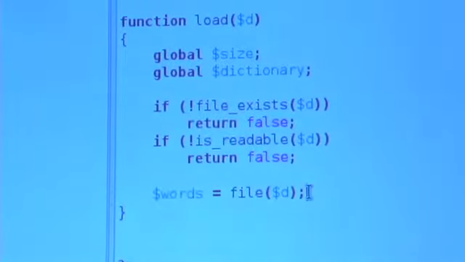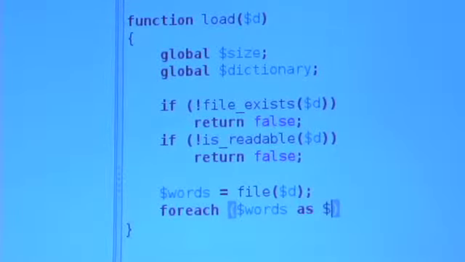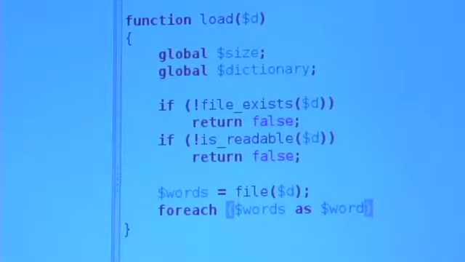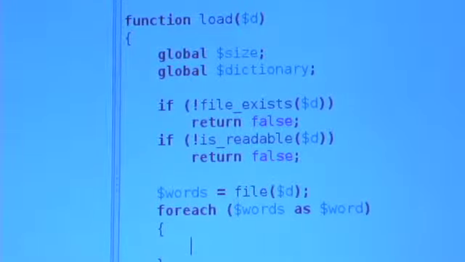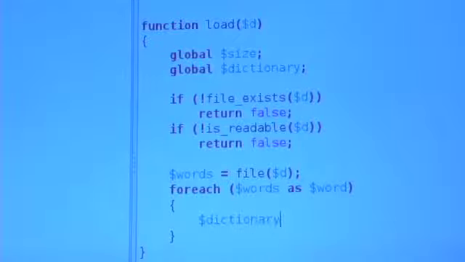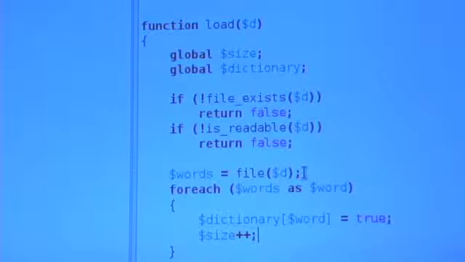So now what I want to do is a little something like this. For each of those words, as, let's call it, word. So this is the construct that's like a for loop, but it's going to do all the auto incrementation for me. So for each of those words in the array as a word, I'm going to go ahead and do this. Dictionary, word gets true. Size plus plus. Done with my load function.